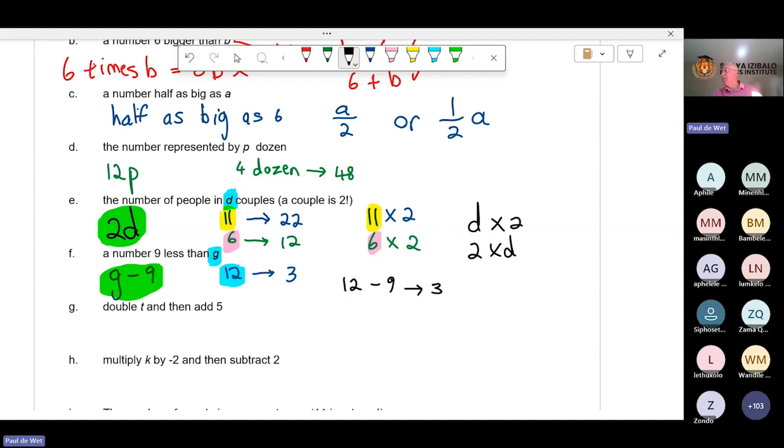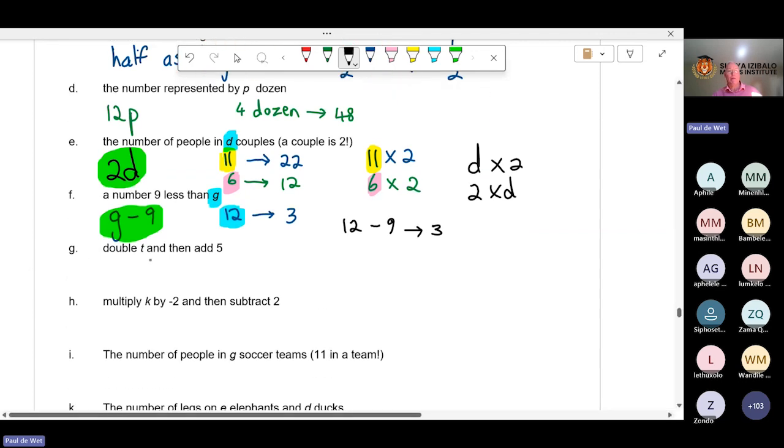Okay, how do we write double T and then add 5? How do we write that mathematically? Well done, Melissa and a few others.